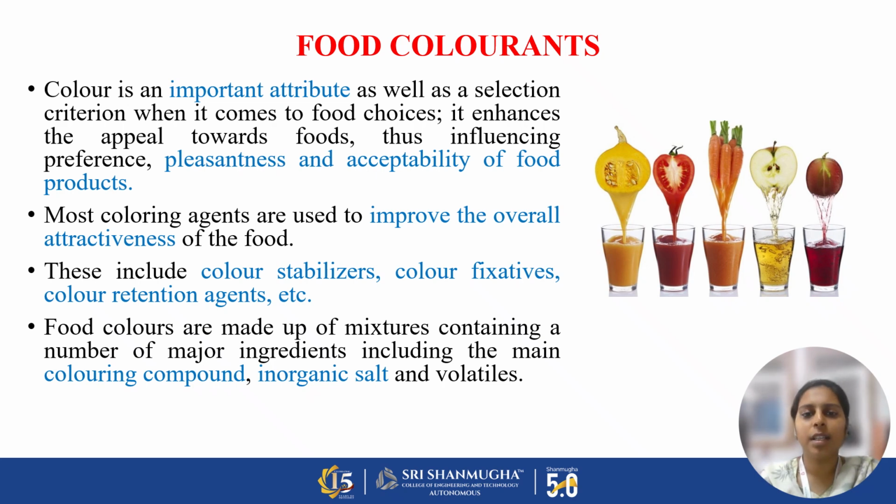Next are food colorants. Color is an important attribute of food for its pleasantness and acceptability. Most coloring agents are used to improve the overall attractiveness of the food. These include color stabilizers, color fixators, and color retention agents. These food colors are made up of different mixtures containing major ingredients, including the main color compound, organic salts, and volatiles.